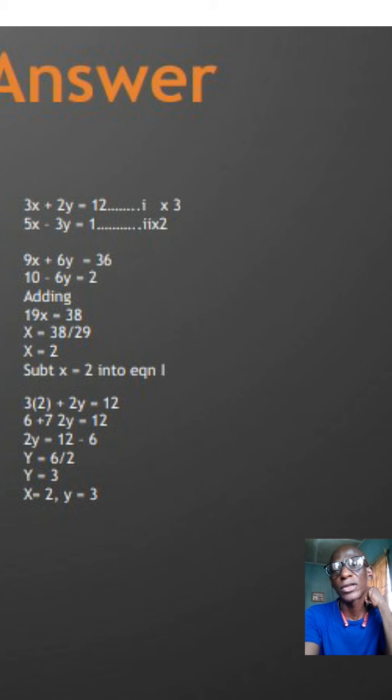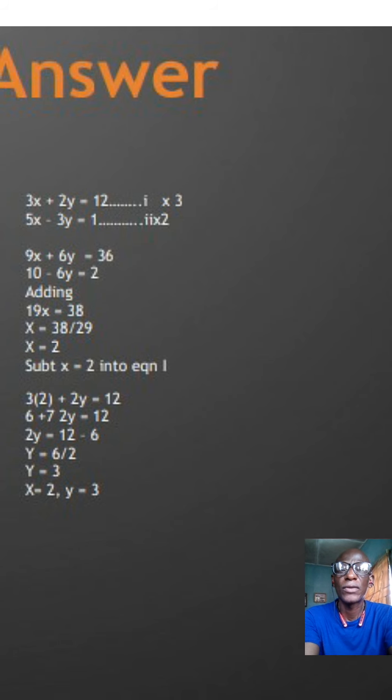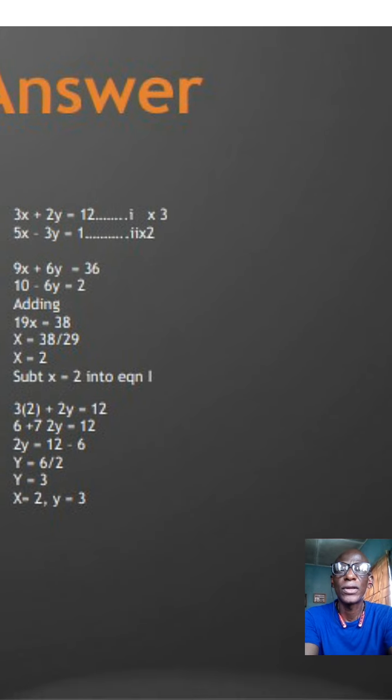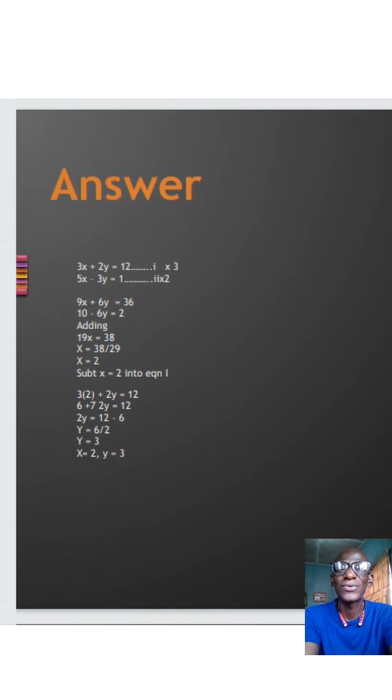So, because they have different signs, plus and minus, we will add. Adding eliminates y and becomes 19x is equal to 38. Divide through by 19, x is equal to 2. So you can now substitute x is equal to 2 into equation 1, and finally we have our y is equal to 3. How far did you go?